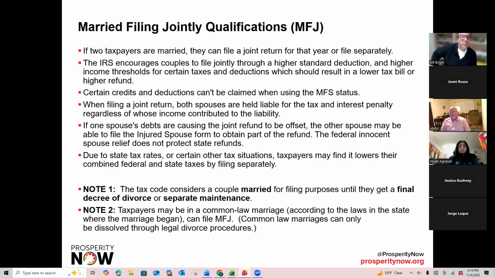When you file a joint return, remember both spouses are liable for the tax and any interest or penalties if they're filing late or they have amounts owed that aren't paid. If one spouse's debts are causing the joint refund to be offset, the other spouse may be able to file injured spouse to claim part of the refund. The federal innocent spouse relief does not protect state refunds.